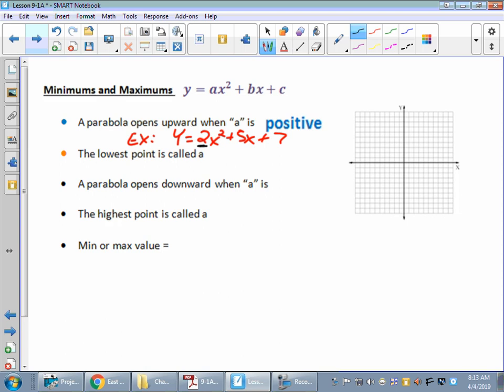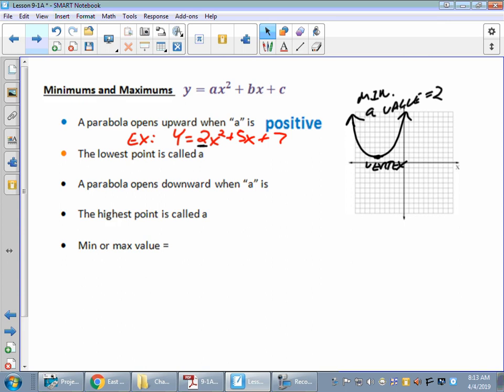If it opens upward, then your parabola's vertex point here would be a minimum because it's opening upward. So you have a minimum because your a value is positive. The lowest point here would be called your minimum. Your vertex here is the lowest point, and that would be called a minimum, the minimum value of that graph.